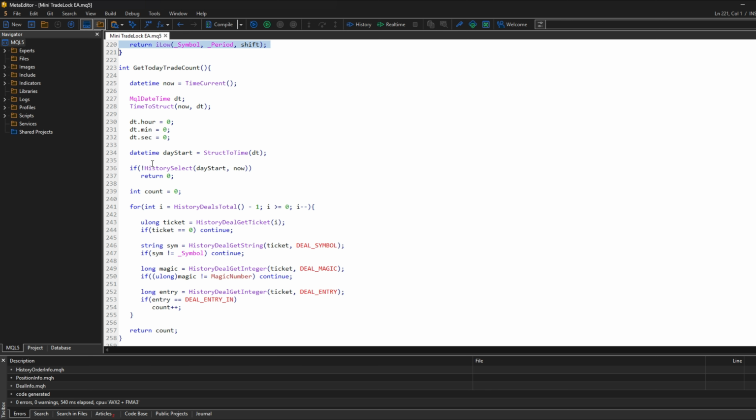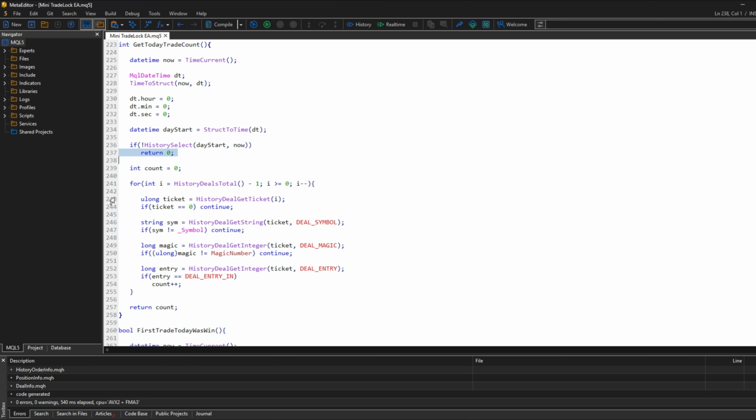Next, we count how many trades have been taken today. We get the current server time, we convert it into a day structure, then reset the hour, the minute and the seconds to 0. That gives us the start of the current day. Then we select the history from the start of the day until now, and if the history selection fails, we return 0, and then we loop through today's deals.